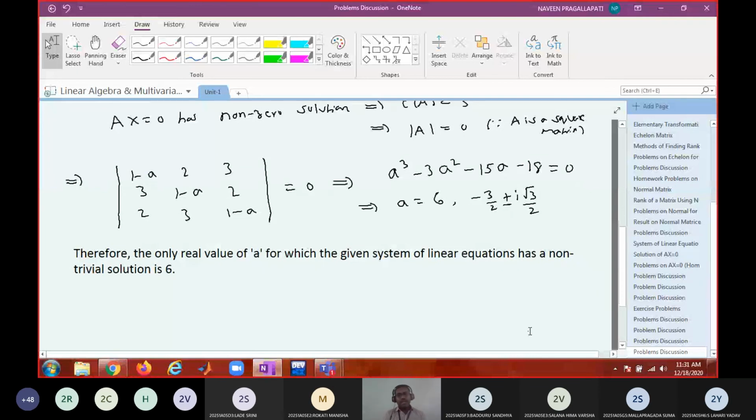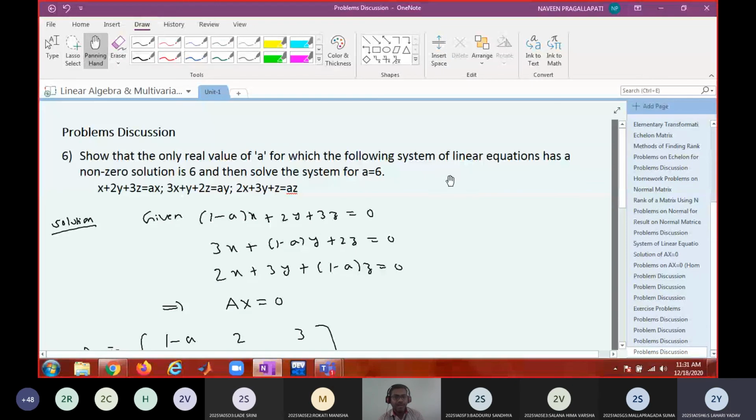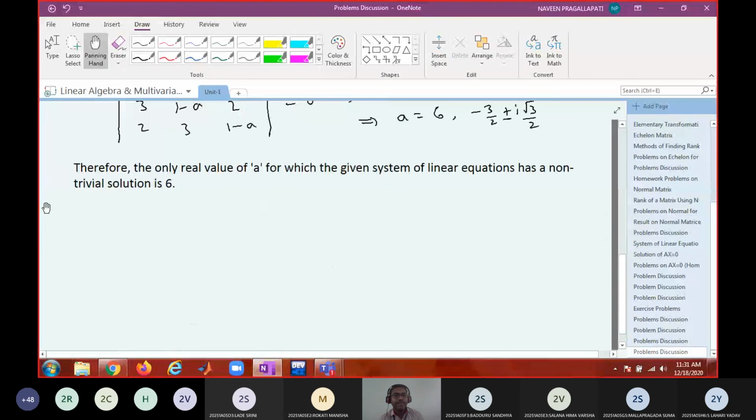Now, is our solution over? Did you complete the problem? No. What else you have to do? We are asked to solve the system of linear equations. So can you take that as an exercise? You substitute 6 here and solve the system. Now to solve the given system of linear equations.